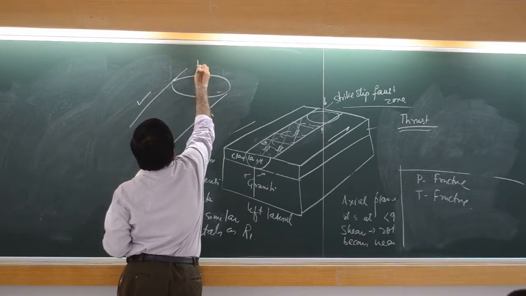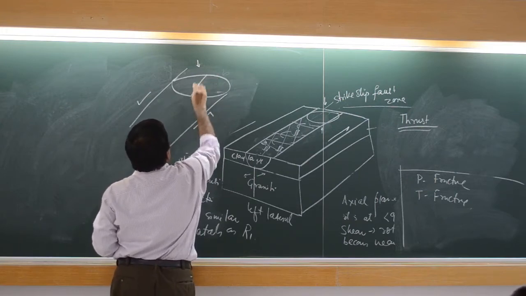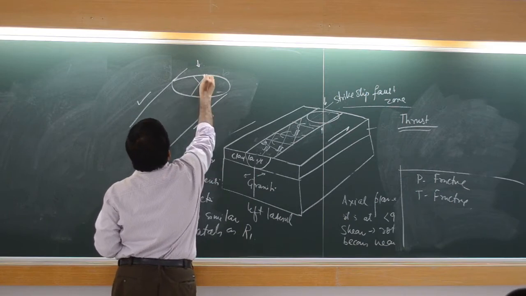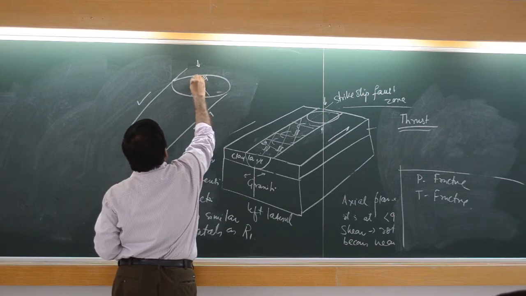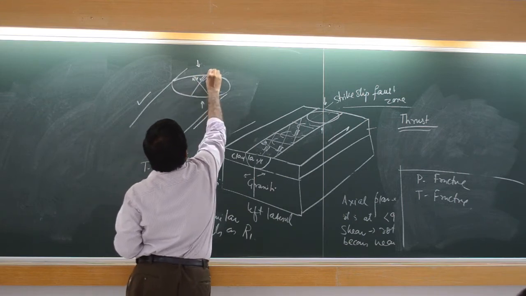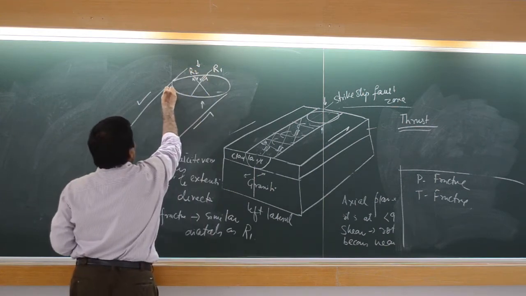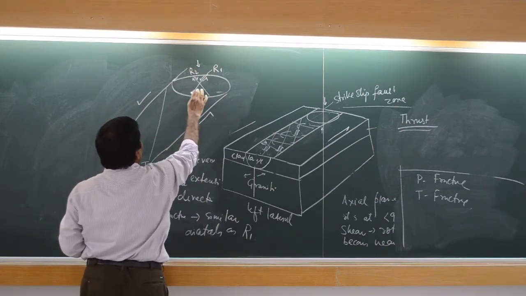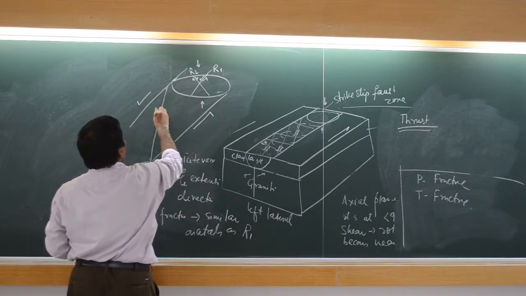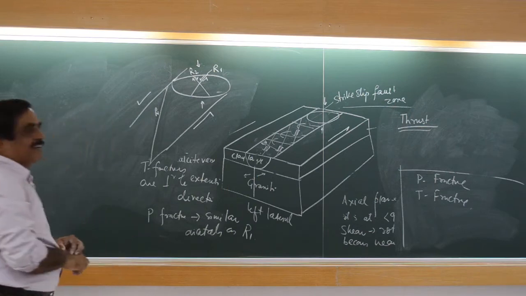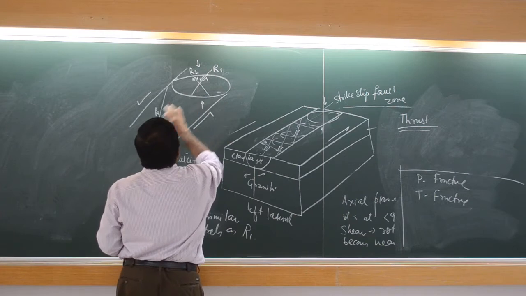So this is the direction of shortening. So like these vectors will be created. So this will have this sense of shear. This is right lateral, this is left lateral. So this one will be R1, this one will be R2. So this is your R1, and parallel to it, like this, this is R1. Now what is the fold?